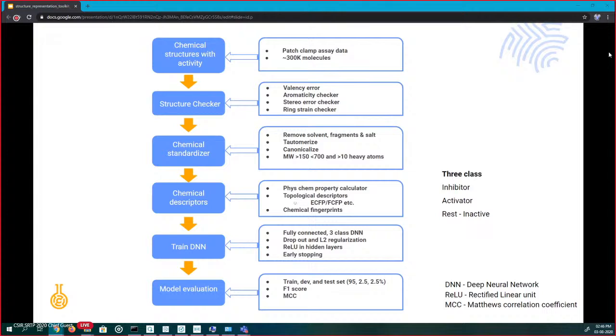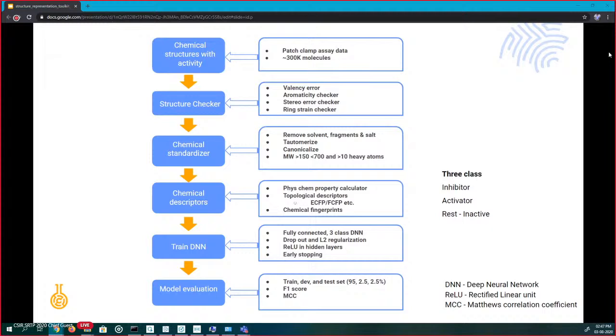And then the next phase, we take all this input data set to a chemical standardizer, where we remove the salt, remove the solvent, remove the small fragments and salt, tautomerize the molecule, make sure that they are standardized, and using this molecular weight calculator, we only restricted our molecules between the molecular weight of 150 to 700 and keeping only those with less than 10 heavy atoms.